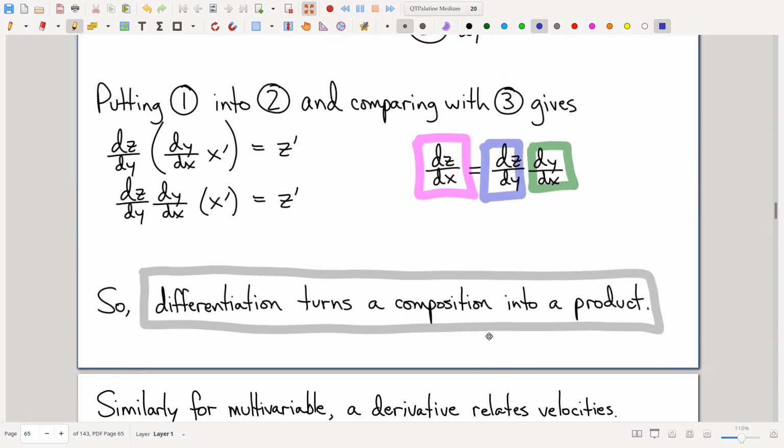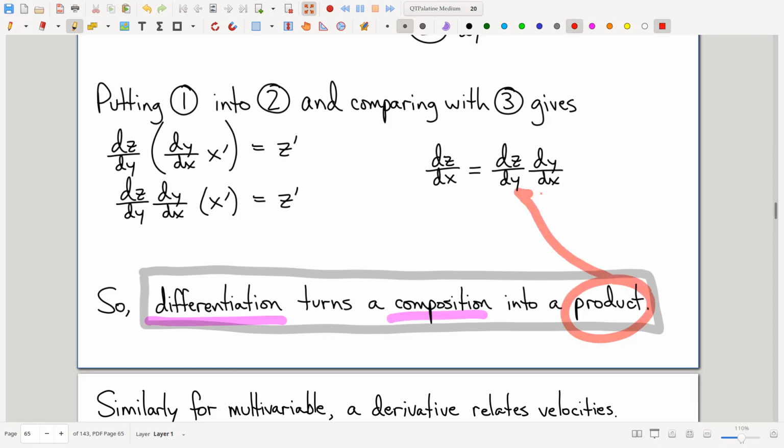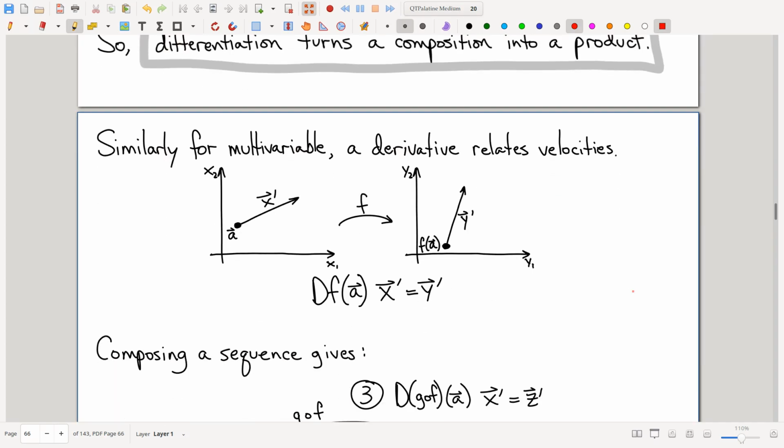And I got ahead of myself. I'm sorry. Just a real quick little pithy summary here. When you're talking about derivatives, when you compose functions, the result is a product of the individual derivatives. So I think this rolls off the tongue very nicely. Differentiation turns a composition into a product. I think that's pithy and satisfying. Something to think about. Okay, so now let's try to do this in the multivariable setting.